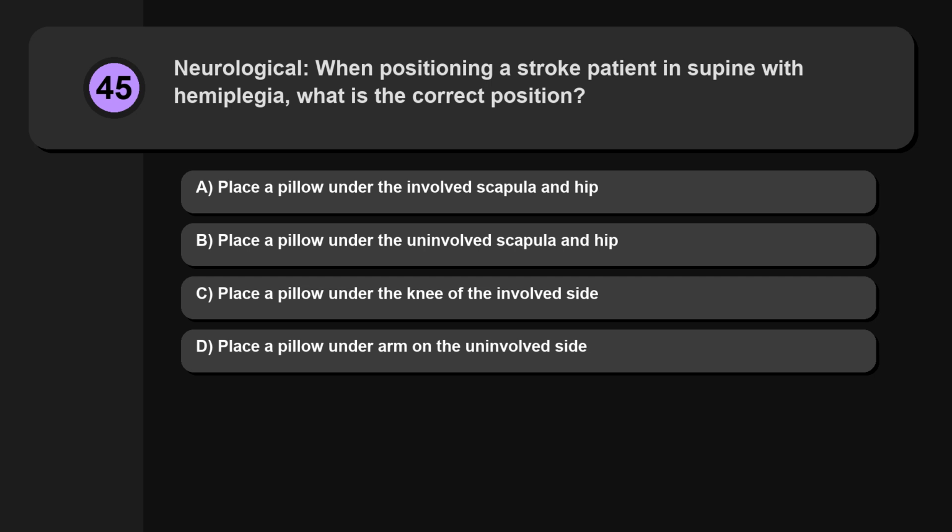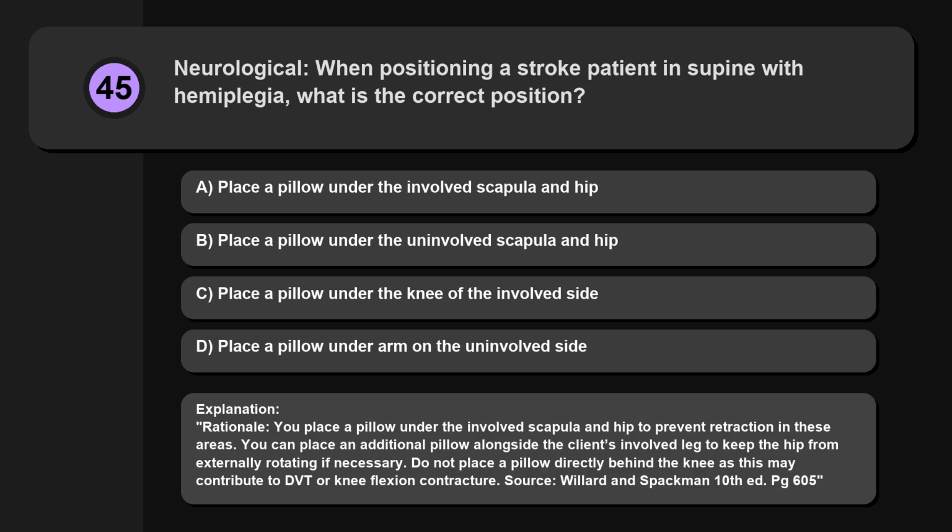Question 45. Neurological. When positioning a stroke patient in supine with hemiplegia, what is the correct position? Option A. Place a pillow under the involved scapula and hip. Option B. Place a pillow under the uninvolved scapula and hip. Option C. Place a pillow under the knee of the involved side. Option D. Place a pillow under the arm on the uninvolved side. The correct answer is option A. Rationale: you place a pillow under the involved scapula and hip to prevent retraction in these areas. You can place an additional pillow alongside the client's involved leg to keep the hip from externally rotating if necessary. Do not place a pillow directly behind the knee as this may contribute to DVT or knee flexion contracture. Source: Willard and Spackman 10th edition, page 605.